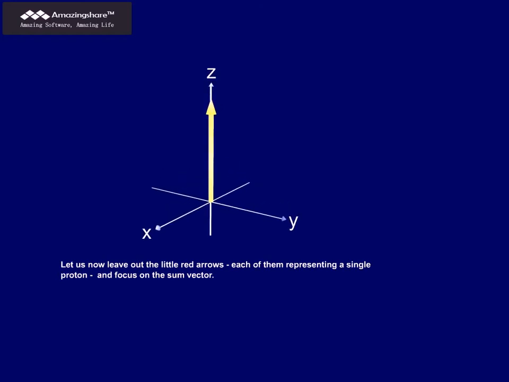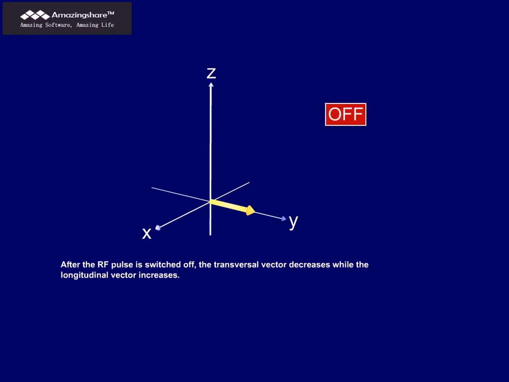When the RF pulse is sent in, the longitudinal magnetic vector is tilted 90 degrees to the side. As we already know, this vector moves corresponding to the precessing protons. But for the sake of simplicity, we'll leave out the motion. After the RF pulse is switched off, the transversal vector decreases, while the longitudinal vector increases.